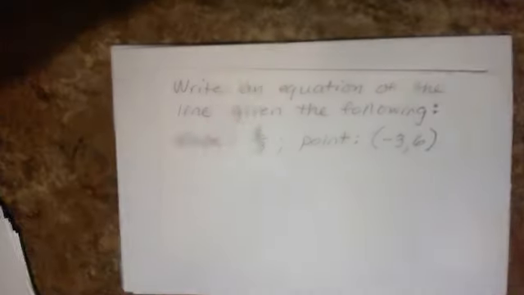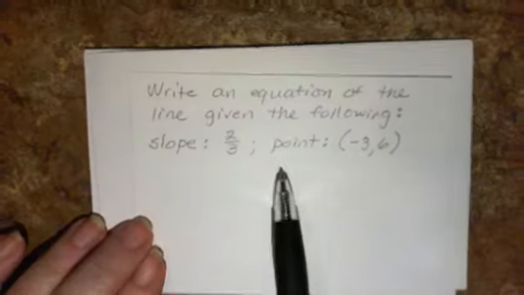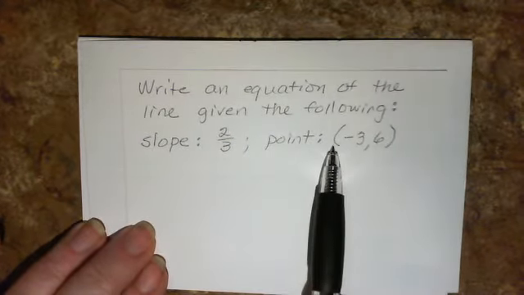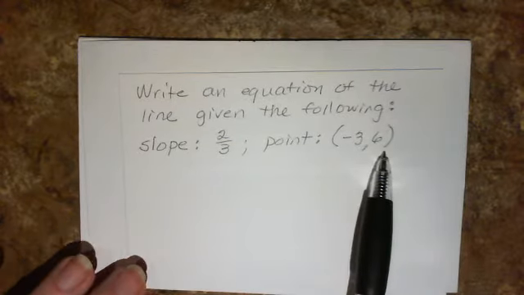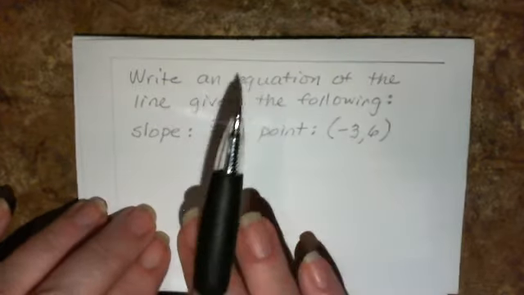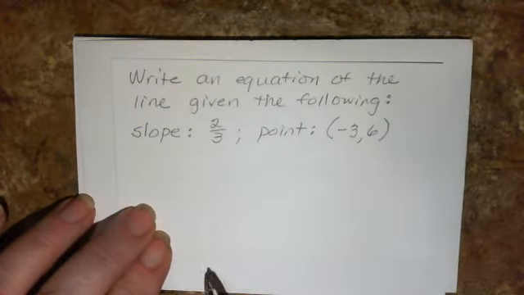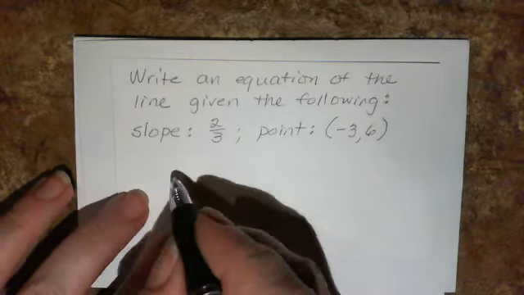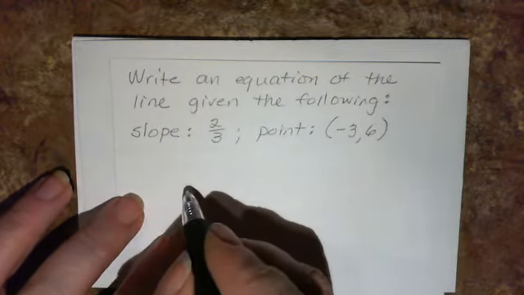Okay, let's write the equation of the line given this information. Okay, we're given the slope and a point which is not the y-intercept. So we have a couple of ways to go about this. We discussed 2 ways, and you did homework on 2 ways. So I'm going to show you both ways. One way is to use y equals mx plus b twice.